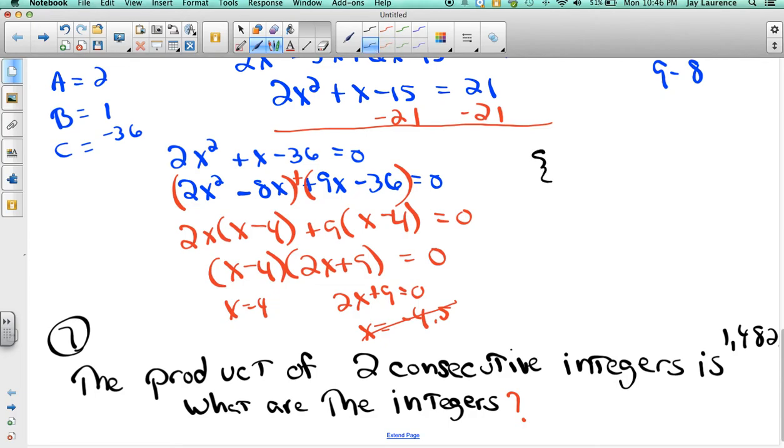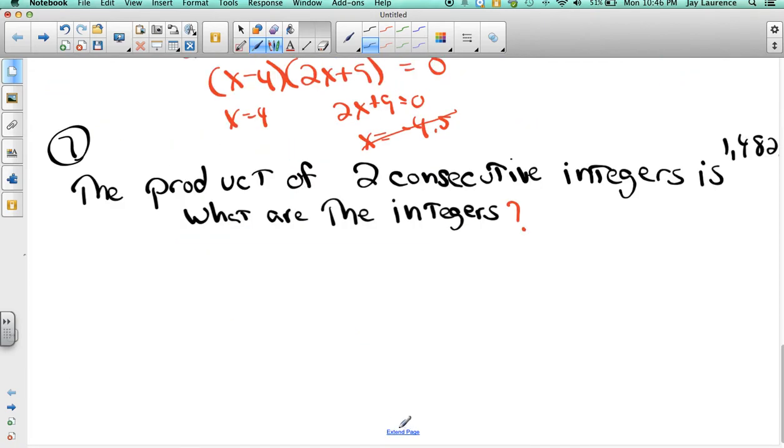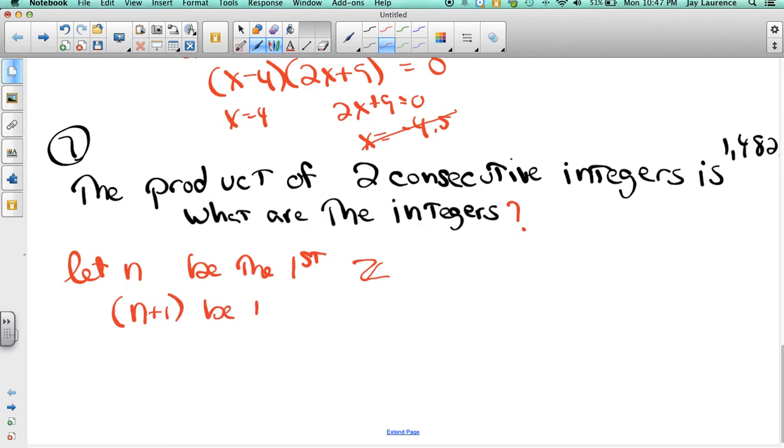So my solution set is 4, and then my dimensions are 7 inches by 3 inches. All right, last problem down here. The product of two consecutive integers is 1,482. What are the integers? Well, remember, we have to define our variables. Let n be the first integer. Then the next consecutive integer would be n plus 1. Be the second consecutive integer.